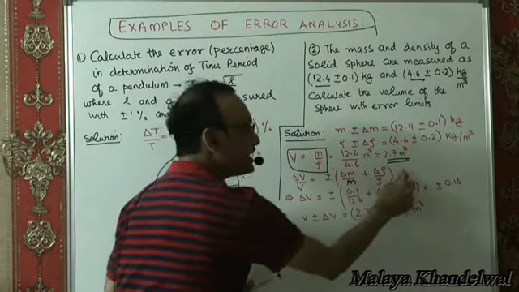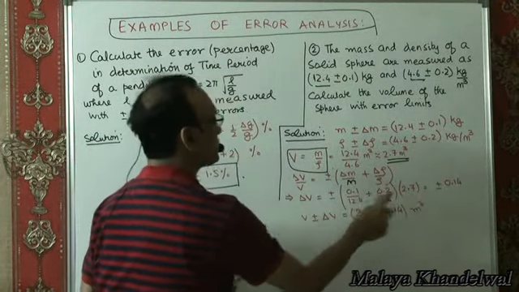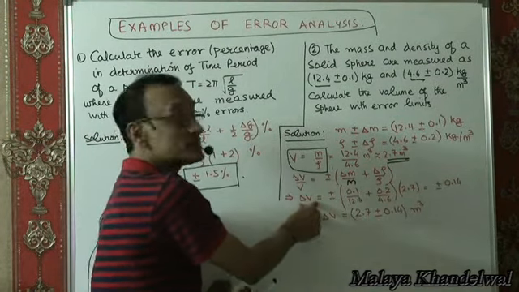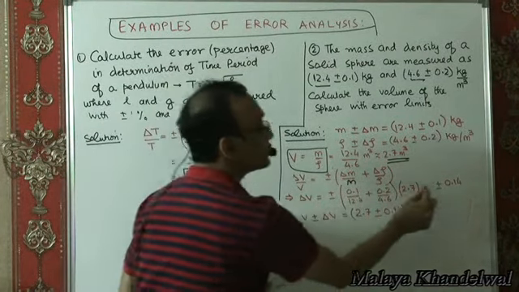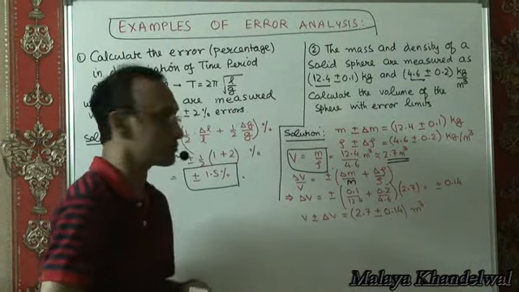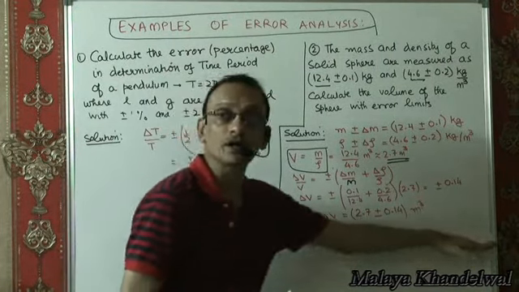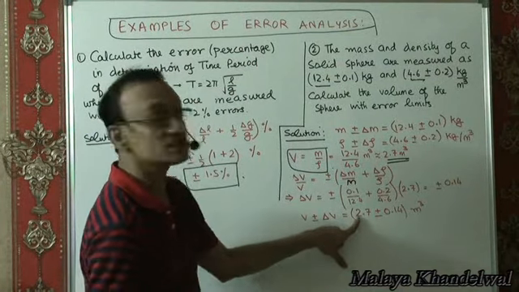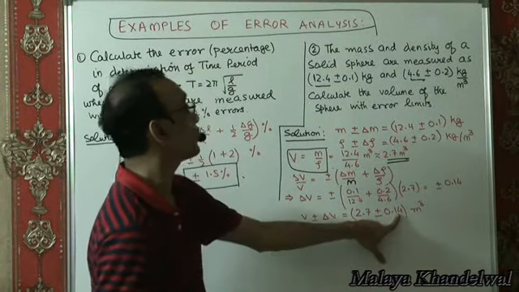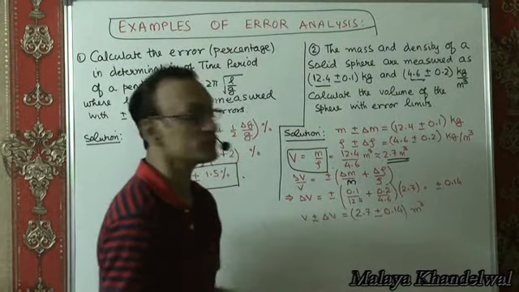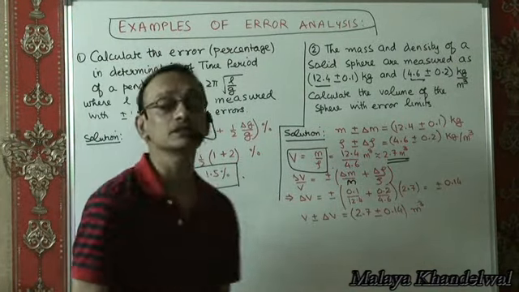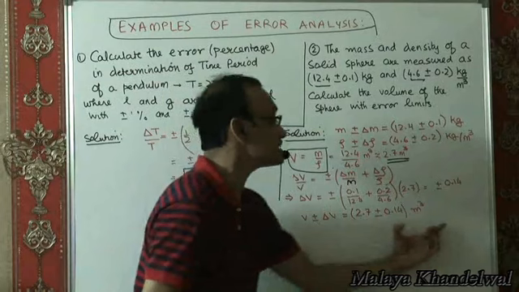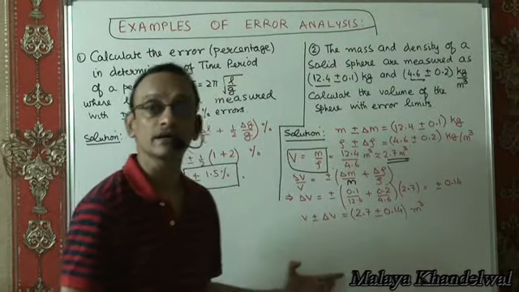And if I multiply it by volume, which is 2.7 cubic meters, I get delta V, which is the error in volume, which is plus minus 0.14. And therefore, the volume along with its limits would be V plus minus delta V. V is 2.7 plus minus 0.14. 0.14 is what we have computed. So that's the representation of volume along with its errors.